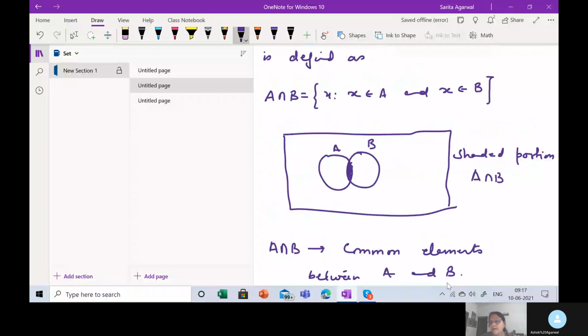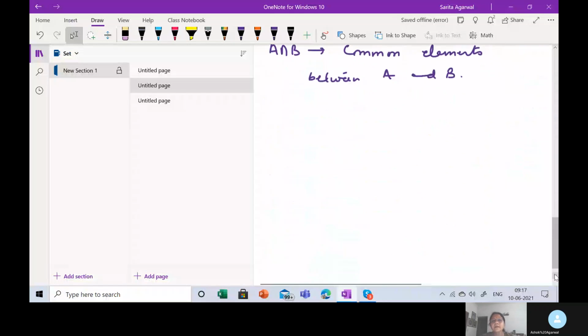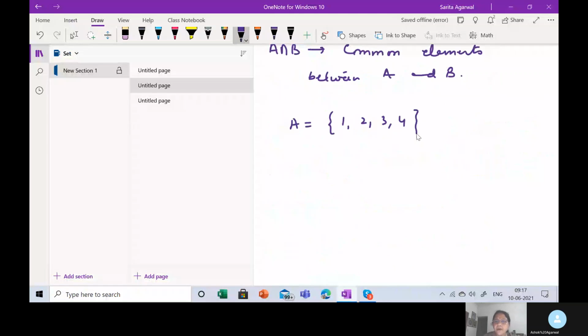Right? So you can see that if A is 1, 2, 3, 4 and B is 3, 4, 5, then A intersection B is 3, 4. Right? While A union B is 1, 2, 3, 4, 5.